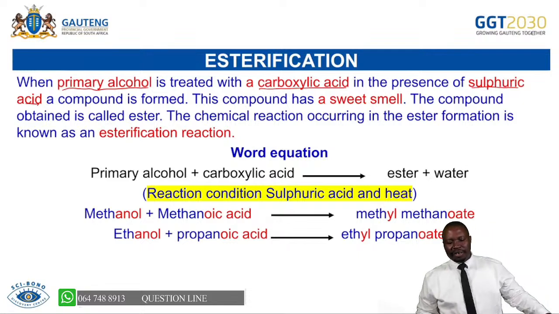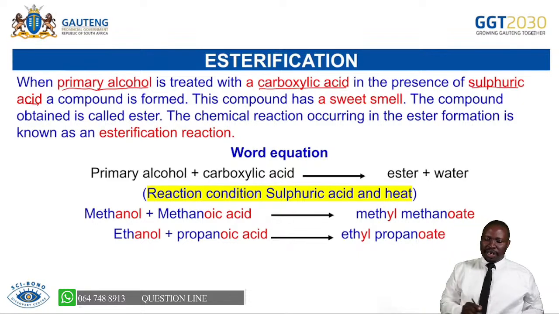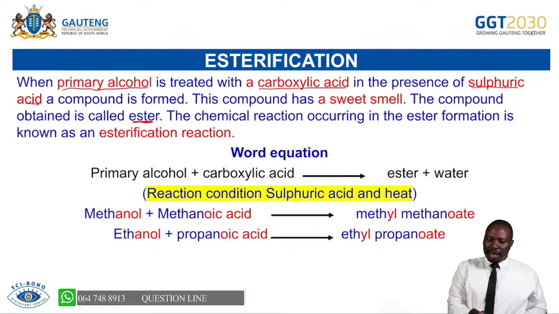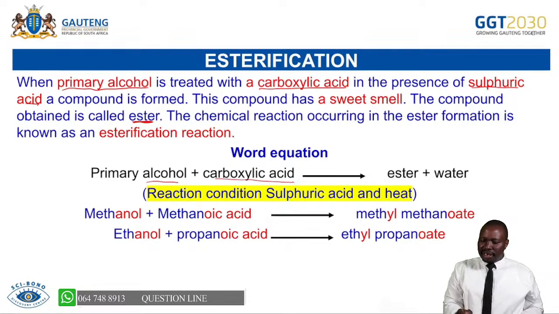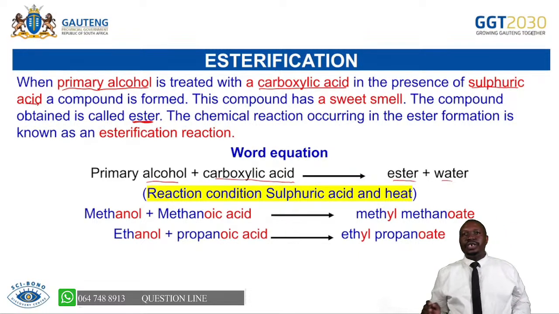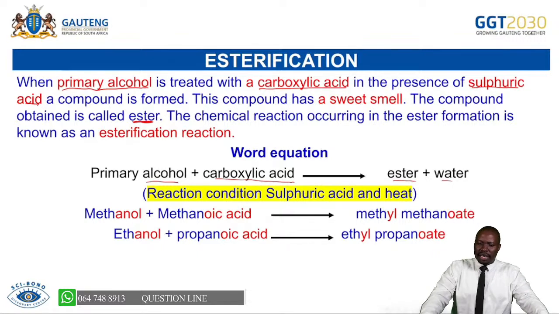They were saying this compound has a sweet smell. The compound obtained is called an ester. So esterification is a process where an alcohol reacts with a carboxylic acid to form an ester and water. So water is one of the products that is formed.